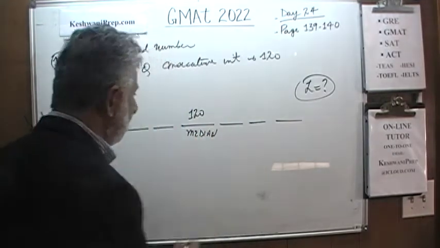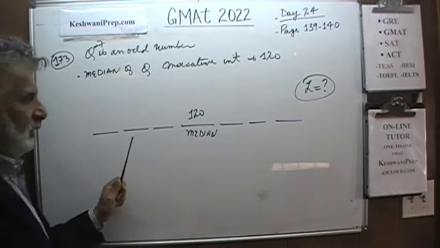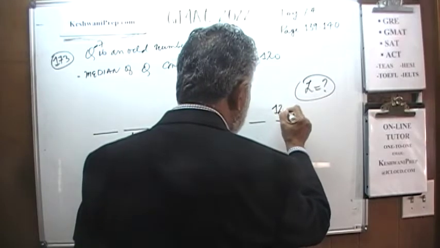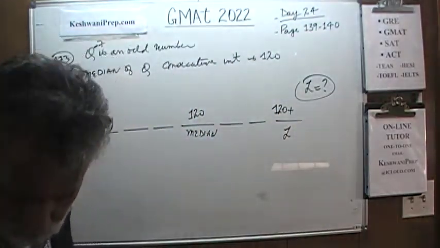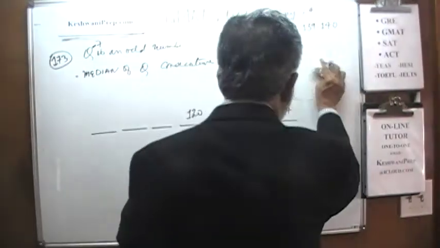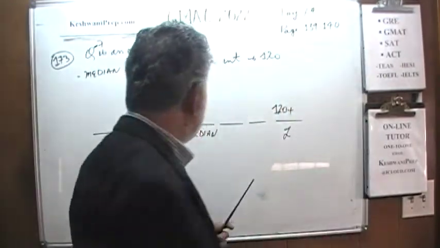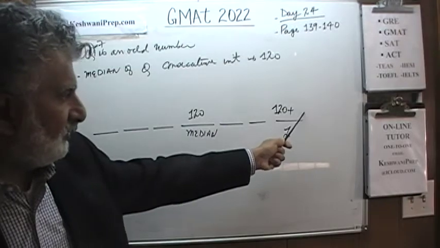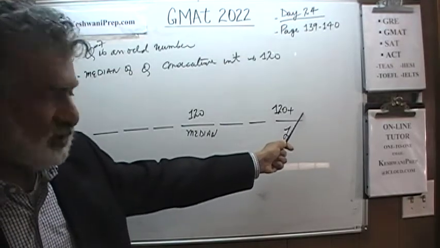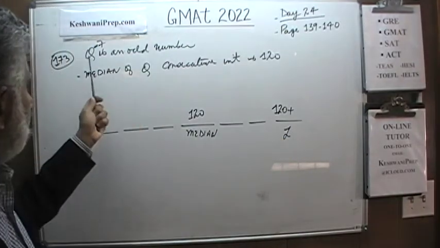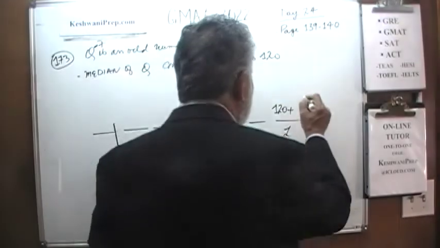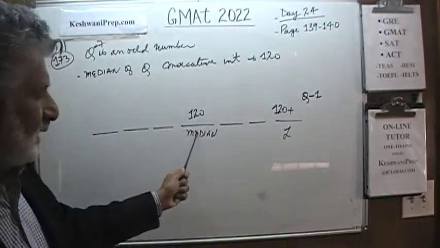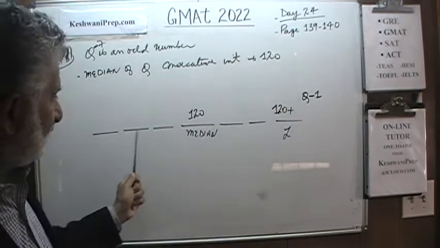As you can clearly see, if this is the middle one, then the largest one that we're going to have is simply going to be 120 plus 3. Why 120 plus 3? Because this is 120, 121, 122, 123. Where is the 3 going to come from? That's going to come from the fact that Q, which is our 7, we're going to take away 1 from it, hence giving us 6. After we put the median here, we have 6 integers left, 3 on this side, 3 on this side.